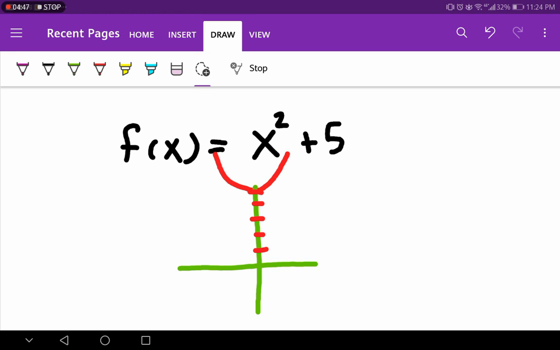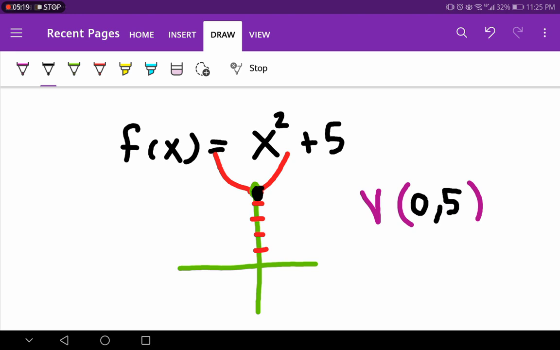Let us come back here to write the vertex and the axis of symmetry. So the vertex is this point. No, I need another color. This point. And this point actually doesn't move left or right, so it is 0, but it moved up 5 steps up.